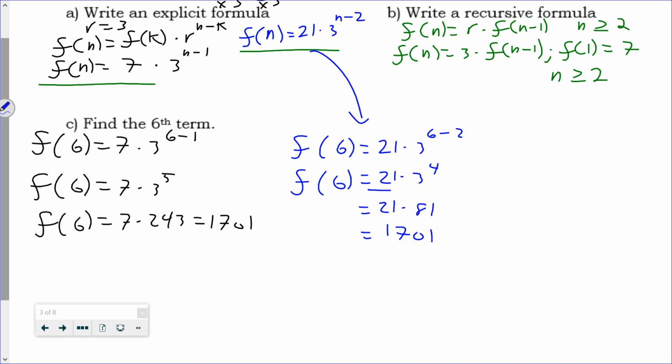Another way to see this part right here is that isn't this the same thing as 7 times 3 times 3 to the 4th, which is 7 times 3 to the 5th, which is the exact same thing we have here. So they're all related, they all give you the same thing, they all work. That's what I'm trying to say. Does that make sense?